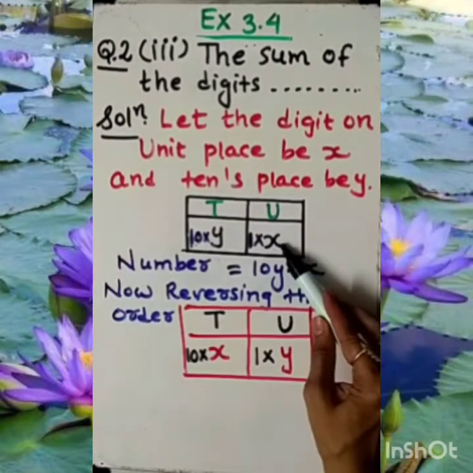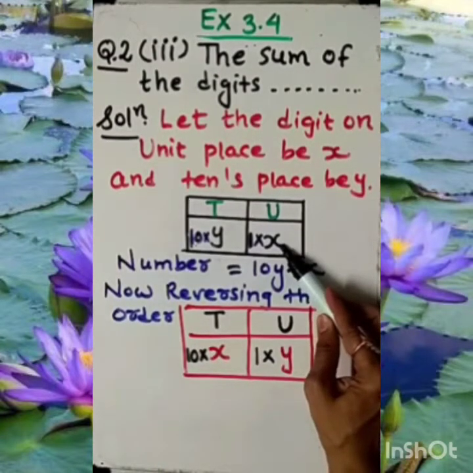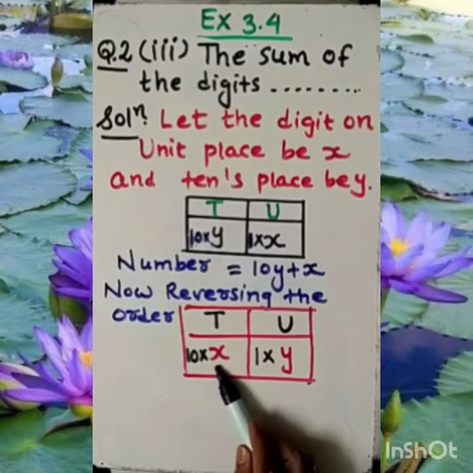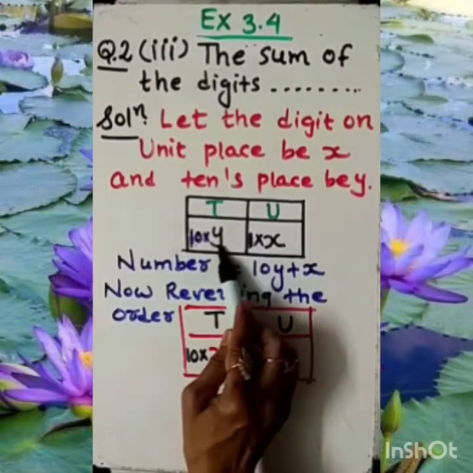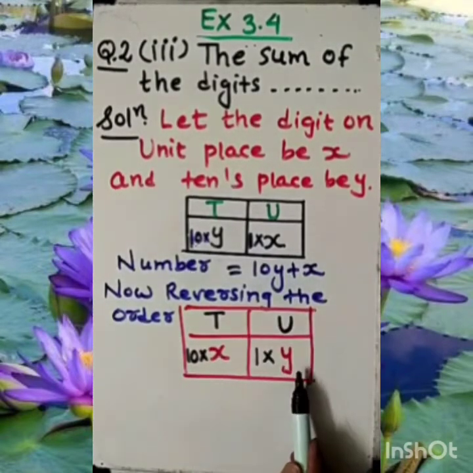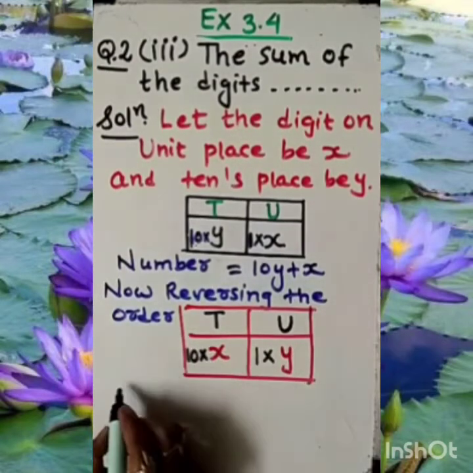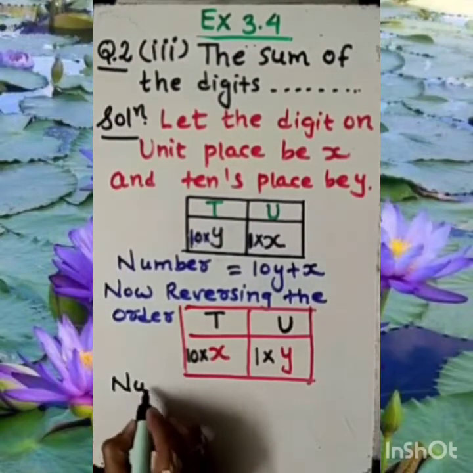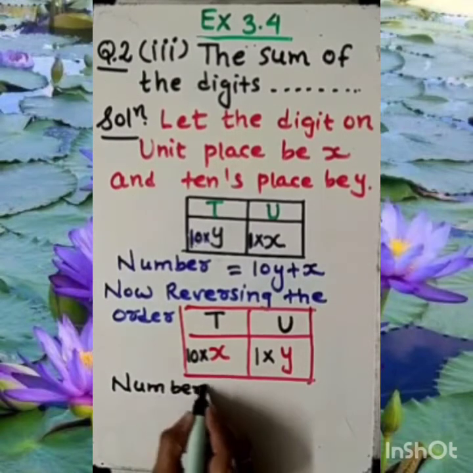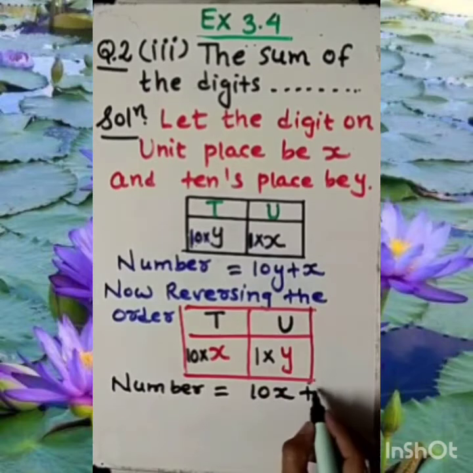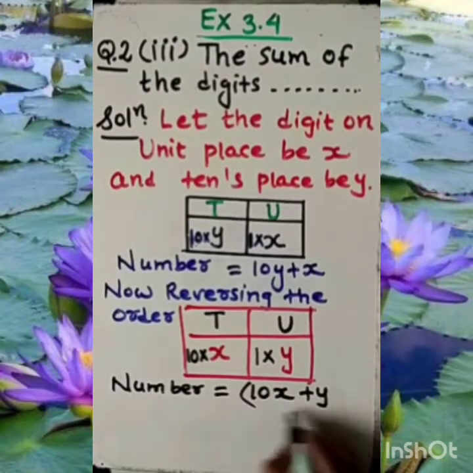I am explaining again. Here the unit place digit was x in the original number. After reversing the number, this will become the tens place digit, so it is 10x, and here it is y, so it will become the unit place digit. So after reversing the order, what will be the number? Note down, the new number will be 10x plus y. So this is the number.